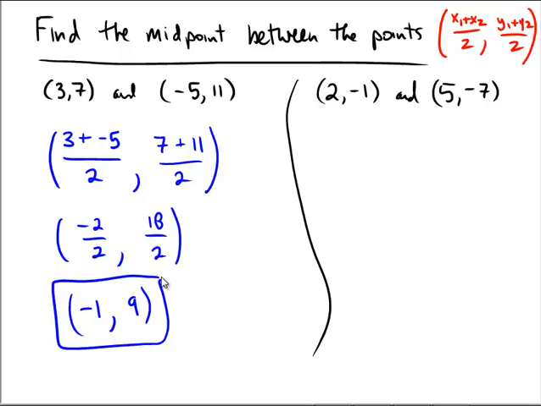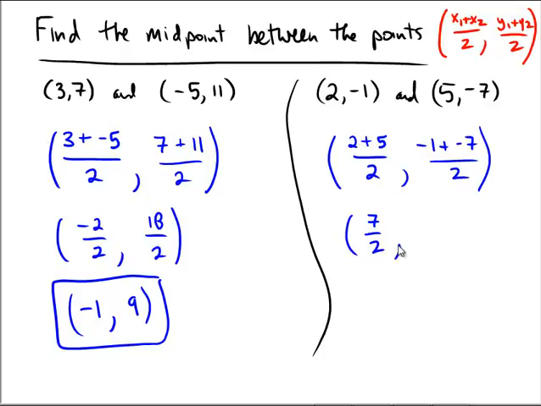Now let's move over to the right and try the problem again with different numbers, different points. So in this example, we'd have (2 + 5) over 2, comma, (negative 1 plus negative 7) over 2. 2 plus 5, of course, is 7, and negative 1 plus negative 7 would be negative 8.